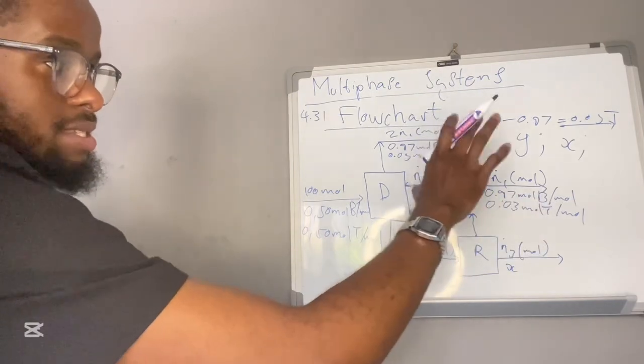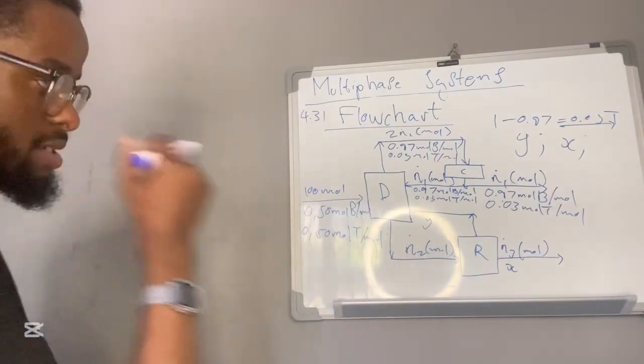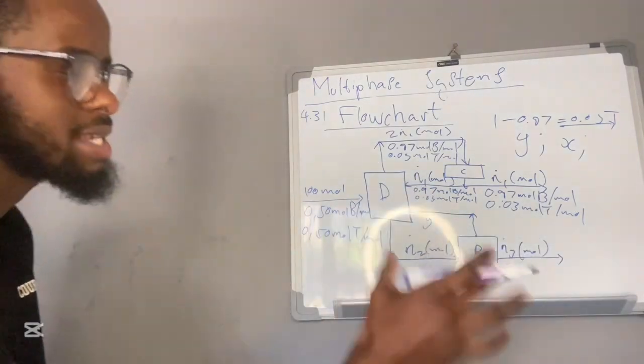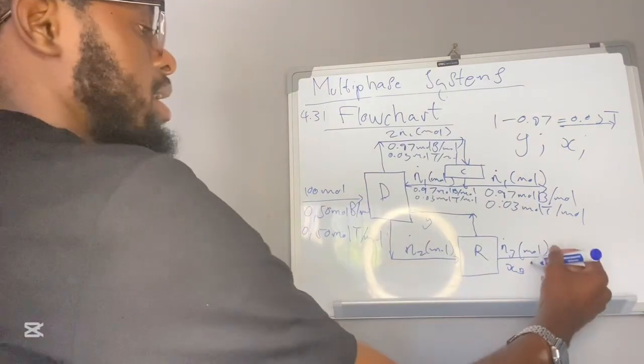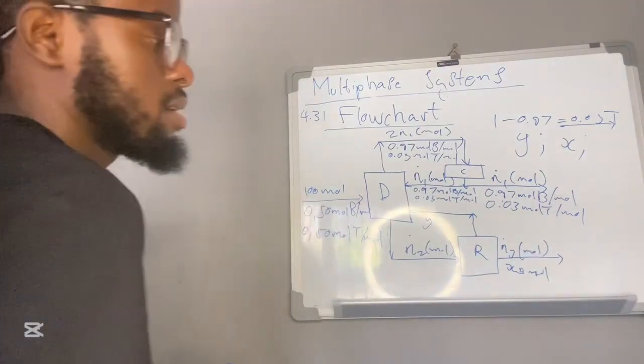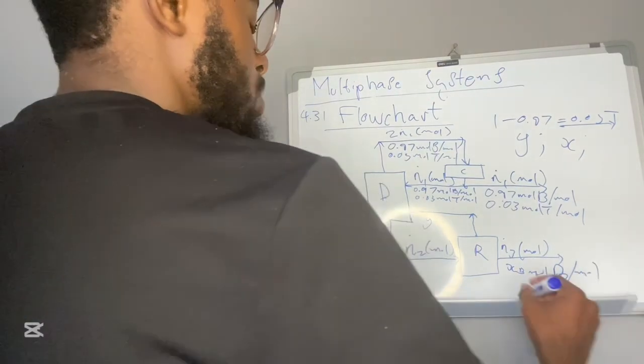97%. We were told it's 97%. So we're looking for toluene. We are prioritizing toluene at this point. So this is going to be, I mean, we're prioritizing benzene, not toluene. XB, mole of benzene per mole.